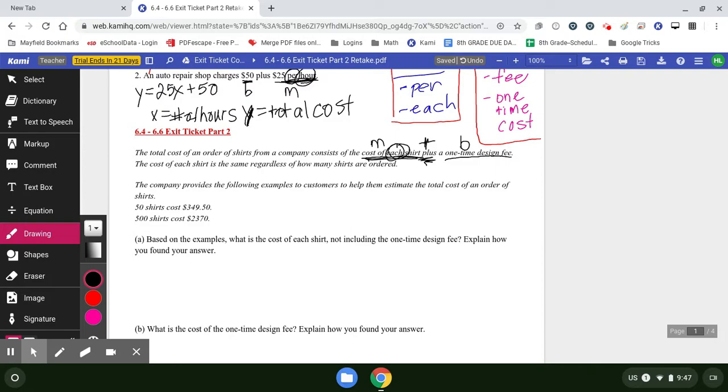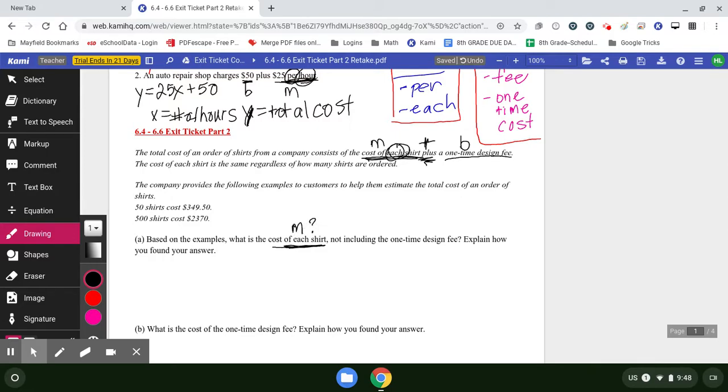And then they give us information. The company provides the following examples to customers to help them estimate the total cost of an order. 50 shirts cost $349.50. 500 shirts cost $2,370. So we have to use this to find our rate, and we have to find our y-intercept. So for A, it says, based on the examples, what is the cost of each shirt, not including the one-time design fee? So we're finding m.